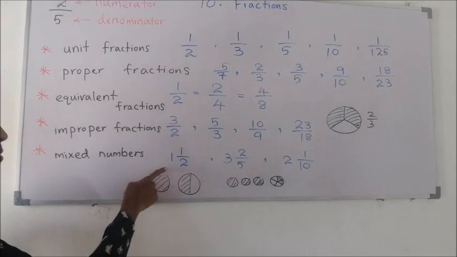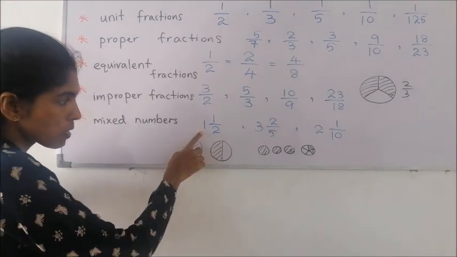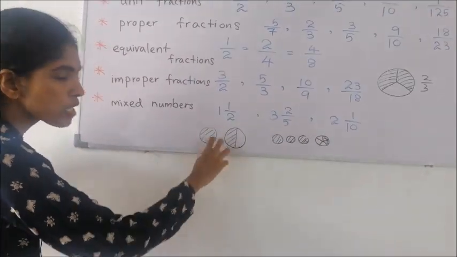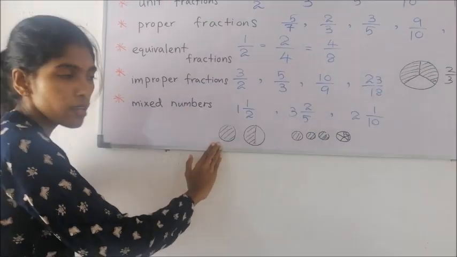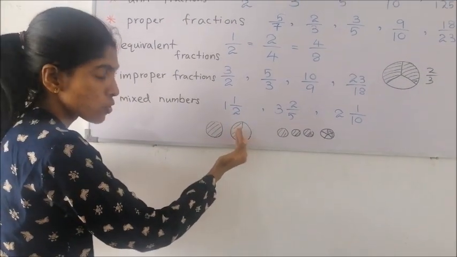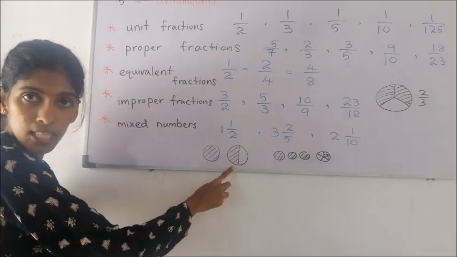So how can we represent a mixed number like this? 1 1/2. 1 represents the whole number. 1 is a whole number. That means a full cake is represented there. Half means I am taking another cake, cutting it into 2 equal parts and shading 1 part. This is 1, this is half.